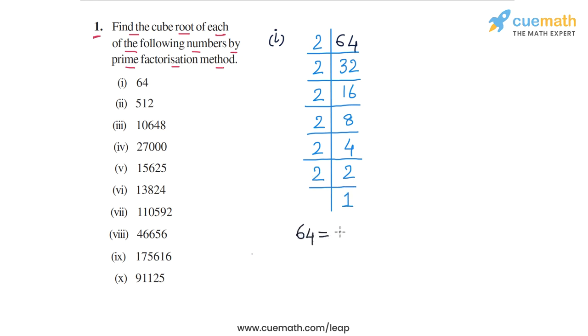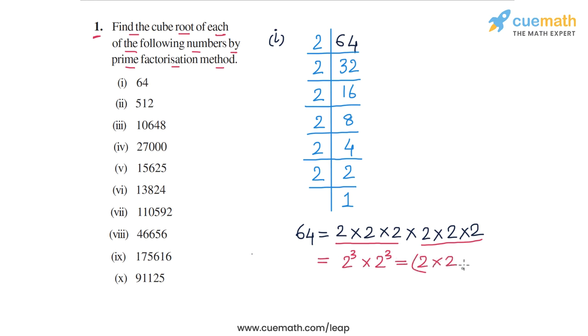And therefore the prime factorized form of 64 has 6 repetitions of 2. So if we group the prime factors into triplets, we get one complete triplet of 2 and we get another complete triplet of 2. So we can write 64 as 2 cube into 2 cube, and therefore we can write this as 2 into 2 whole cube. And from here we can write the cube root of 64 easily. So the cube root of 64 will be this product inside the bracket, which is 2 into 2, and this is equal to 4. So the answer in part 1 is that the cube root of 64 is 4.